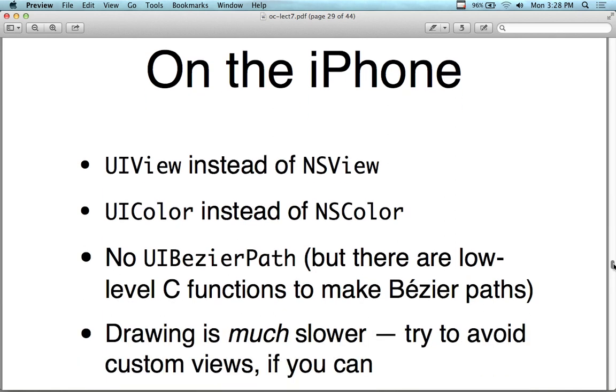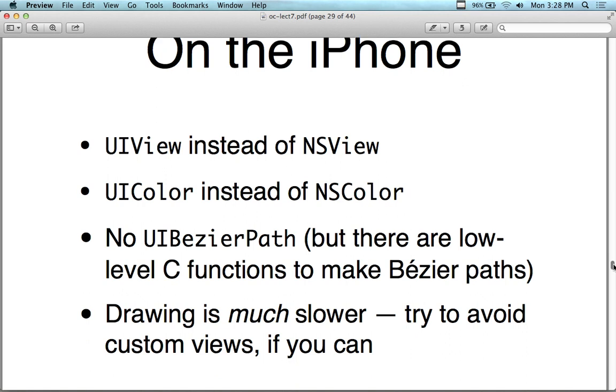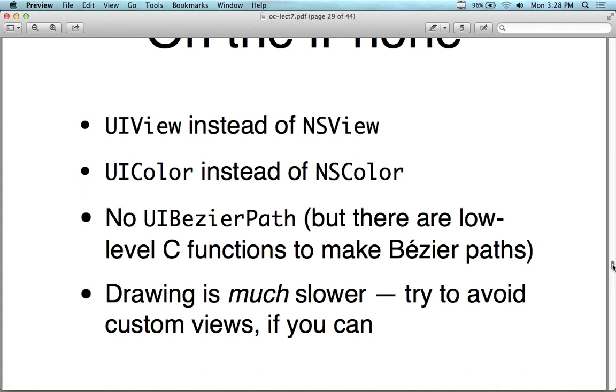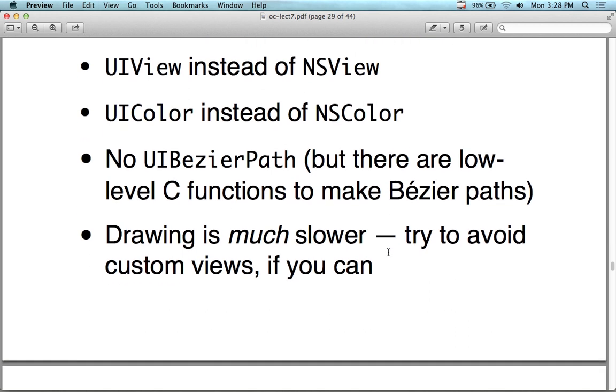So on the iPhone, as I mentioned before, UIView instead of NSView, UIColor instead of NSColor. Everything is UI instead of NS. No, this library doesn't exist, but we have OpenGL that's built in. Low-level C functions to make this happen, but it happens through OpenGL. So you'll see OpenGL is a project type. Actually, we'll load one up when I get done with this. I'll kind of see what we're getting with that.